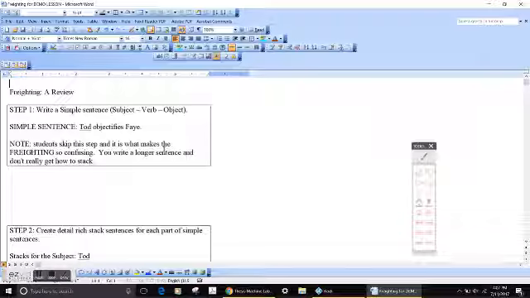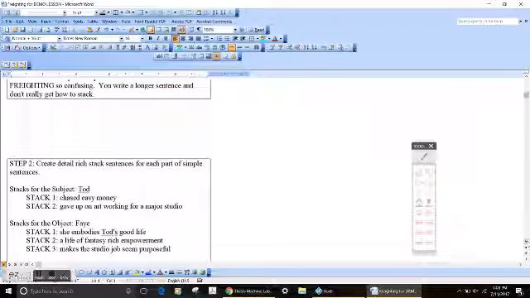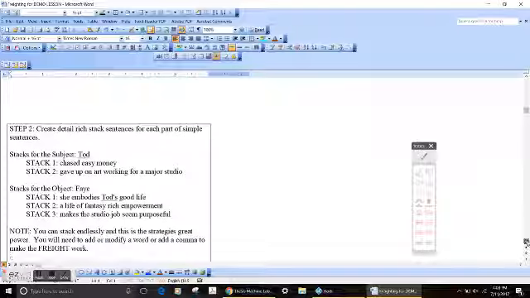So if you skip this step, it makes it hard to freight, because all of a sudden you've got this much larger sentence that doesn't really work because you don't know where the stacks are. If you've added stuff in between your subject, verb, and object, it makes it hard to know where to stack things. So now I say to myself, okay, I'm writing a paper about Todd and how his good life is set up by Faye and what that means.